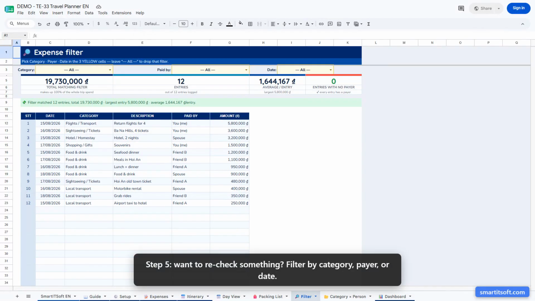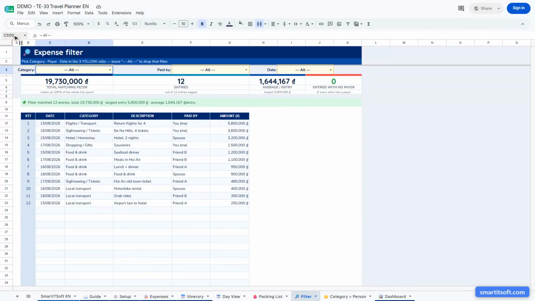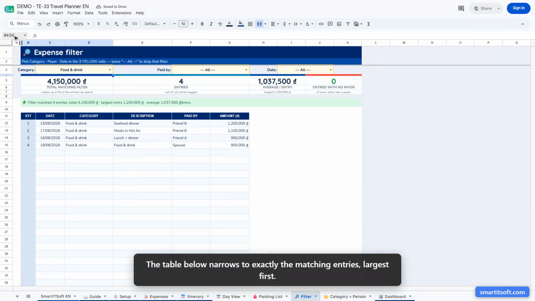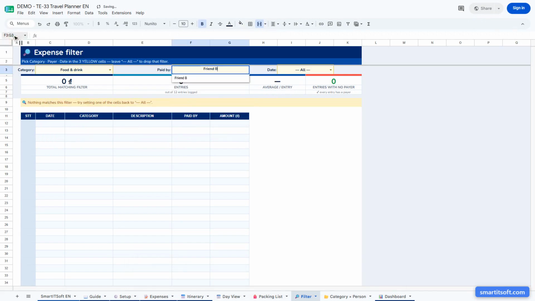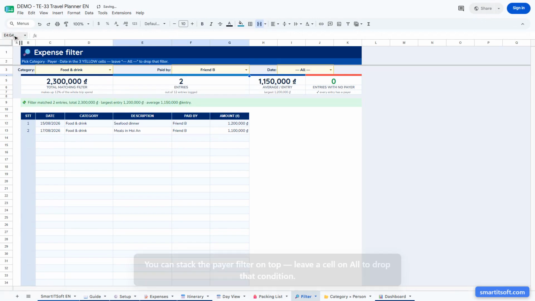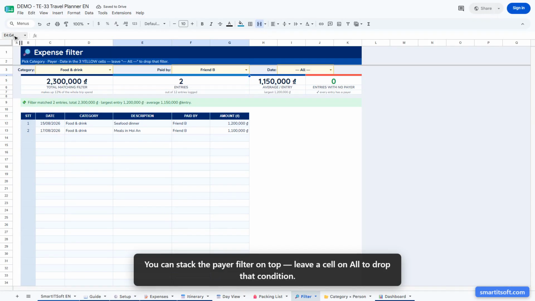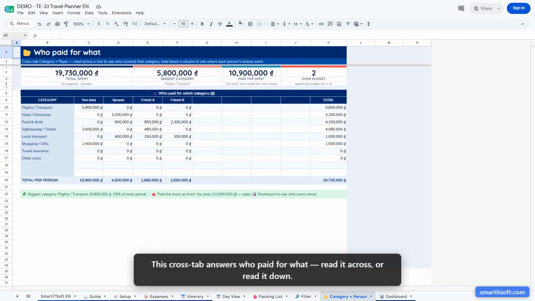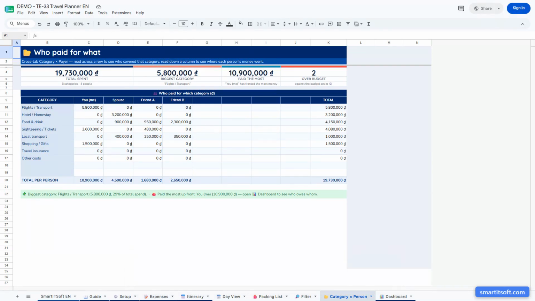Step 5. Need to recheck something? Filter by category, by payer, or by date. The table below narrows to exactly the matching entries, largest first. You can stack the payer filter on top. Leave a cell on all, to drop that condition. This crosstab answers who paid for what. Read it across, or read it down.